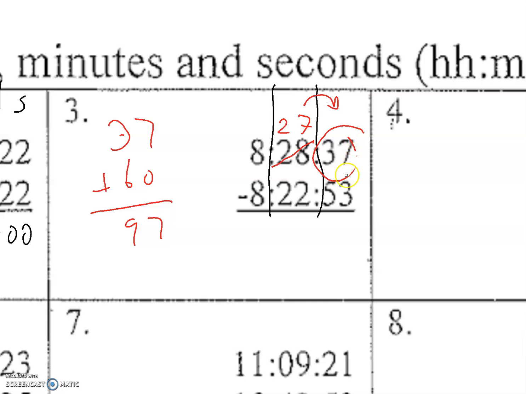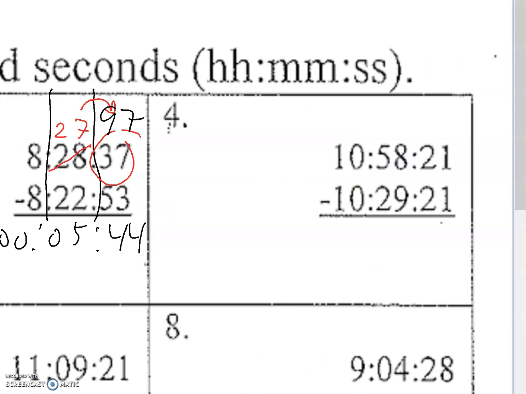So what we have to do is get some room over here. 97 goes here. 97 minus 53 is 44. 27 minus 22 is 5. And 8 minus 8 is 0, 0. All right, again, whenever you're borrowing, make sure that you remember that there's 60 seconds in every minute and 60 minutes in every hour.